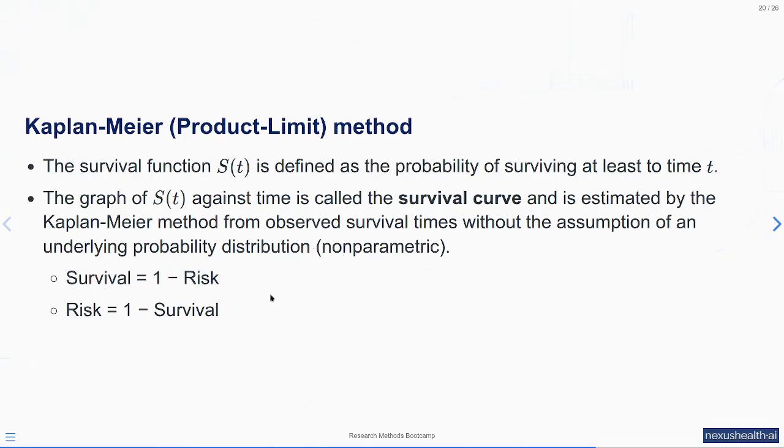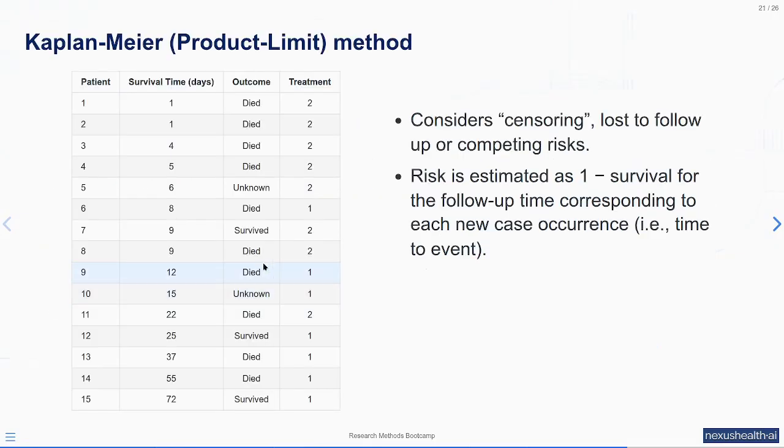That's really what it is. So let's look at an example. Assuming we have this data, we have patient 1 to 15, and the survival time is given in days, 1, 1, 4, 5, up to the 72nd day, and then the outcome we have is death, right? And the treatment, so there are 2 treatment groups coded as 1 and 2. So we look at this.